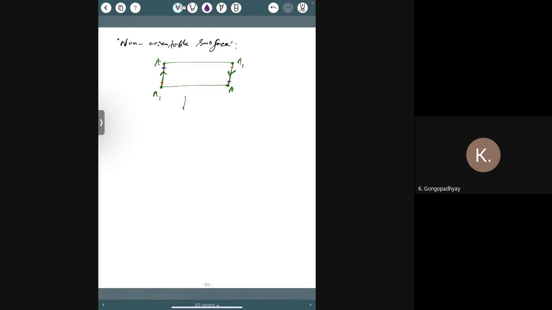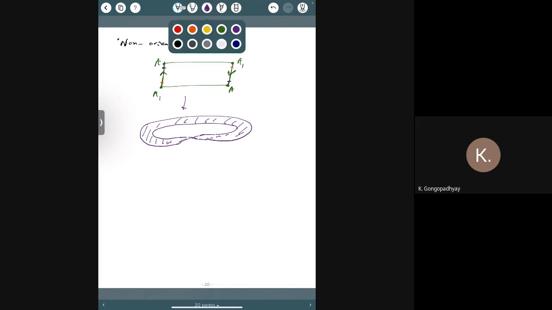What you get is a surface which you can actually try to construct using a piece of paper when you are at leisure. It's called something like this. Okay, so this is the surface. Okay, so this is called a Mobius band. So this is an example of a non-orientable surface. So this is one example.